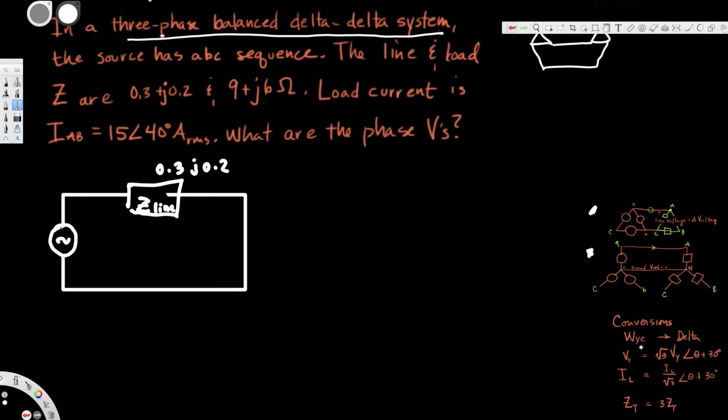The second one is the load. When we convert this load, we have to use this conversion factor. Here you can see Zdelta is equal to 3 Zy. This is from Y to delta, but when we convert from delta to Y, we have to do the opposite. We have to divide by 3. Dividing the given impedance by 3, this is going to be just 3 + j2. So this is for the load. Now we have the circuit. Our purpose is to find the voltage in Y, then we are going to convert it into delta.